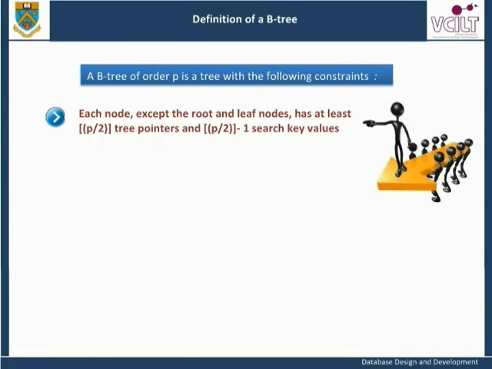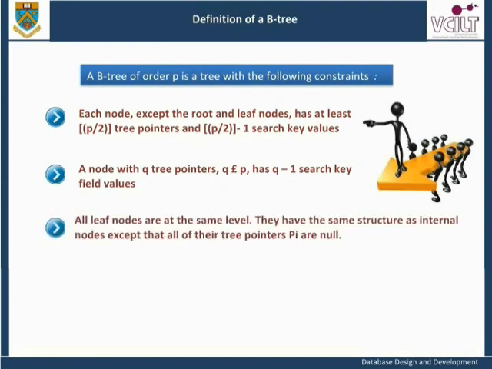The root node has at least 2 tree pointers and 1 search key value, unless it is the only node in the tree. A node with q tree pointers, q ≤ p, has q-1 search key field values, and hence has q-1 data pointers. All leaf nodes are at the same level. They have the same structure as internal nodes except that all of their tree pointers Pi are null.